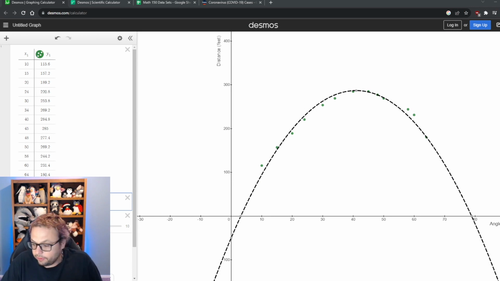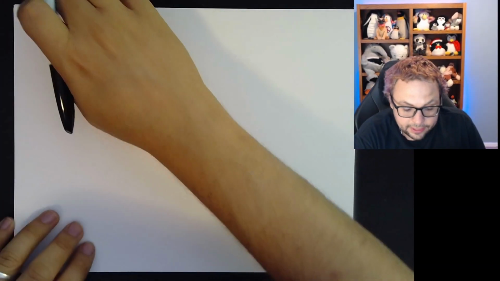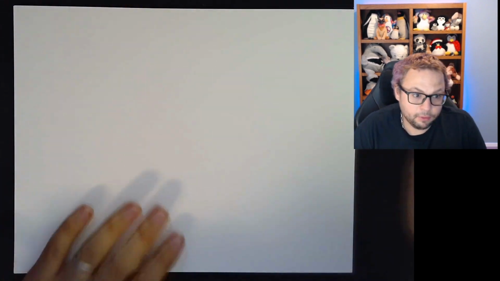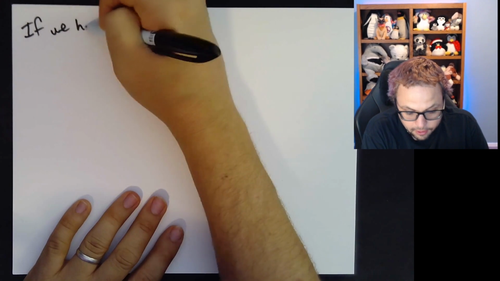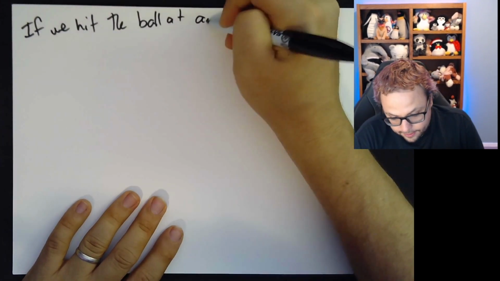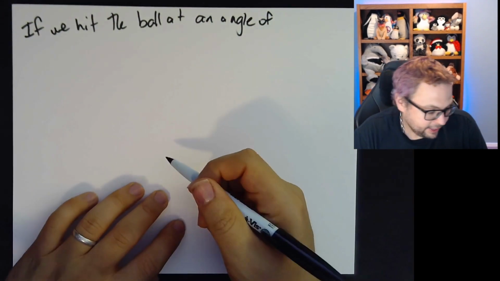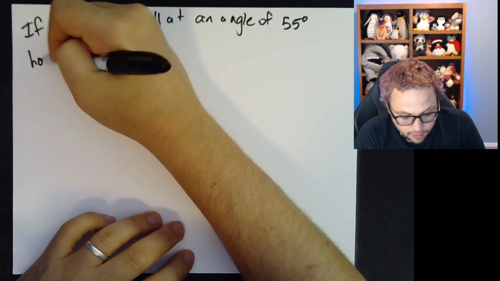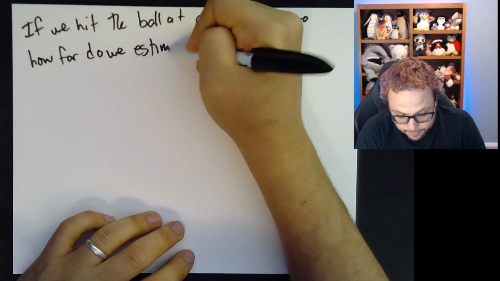Now, what can we do with this? We can use this model to do exactly the same kinds of things that we did with the linear model. So now we can do things like, for example, if we hit the ball at an angle of, and let me pick 55 degrees, how far do we estimate it would travel?